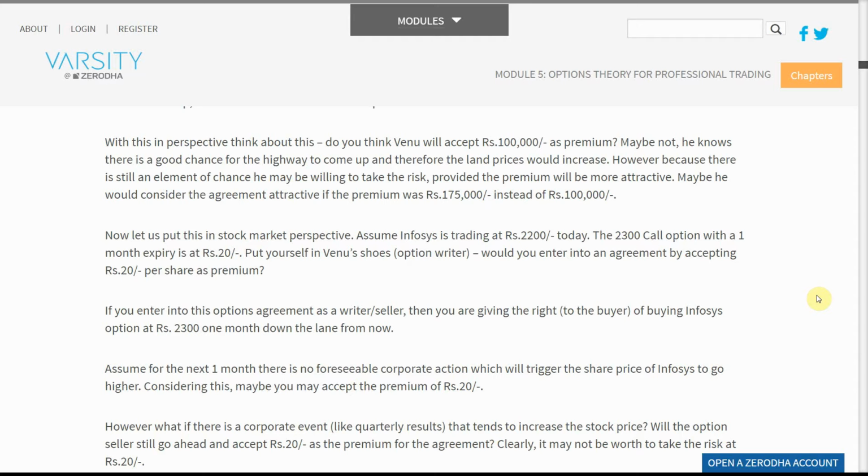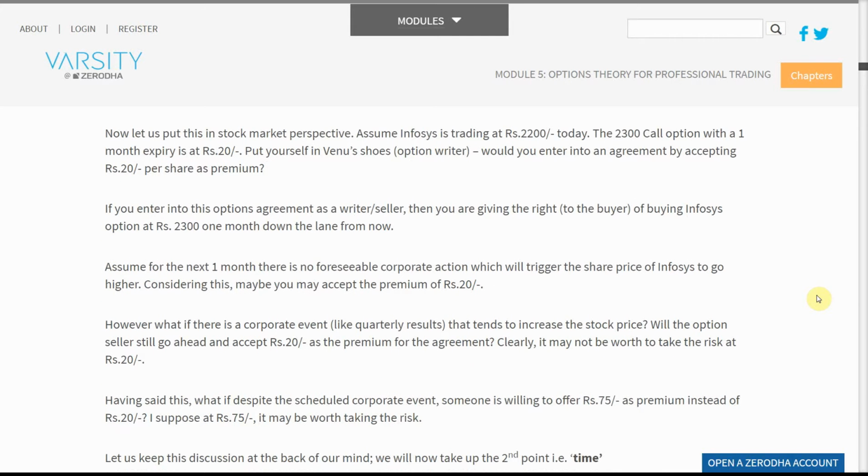If you enter into this options agreement as a writer, seller, then you are giving the right to the buyer of buying Infosys shares at Rs. 2,300 one month down the lane from now. Assume for the next 1 month there is no foreseeable corporate action which will trigger the share price of Infosys to go higher. Considering this, maybe you may accept the premium of 20 rupees per share.